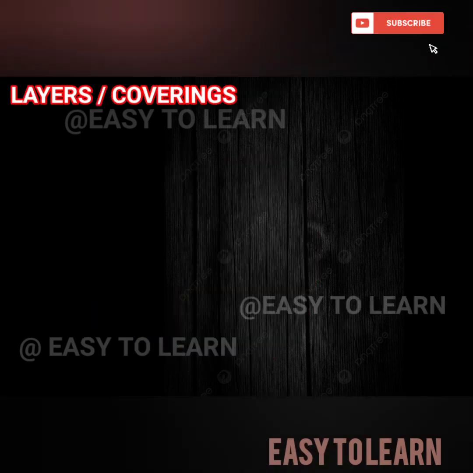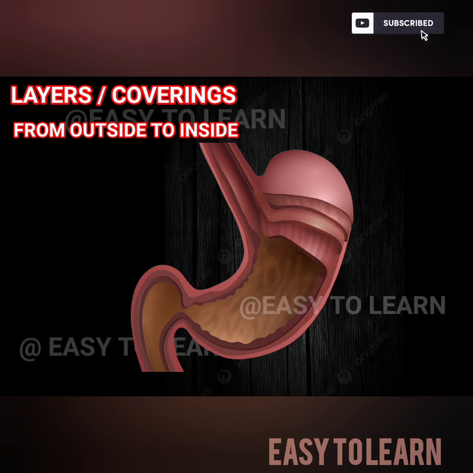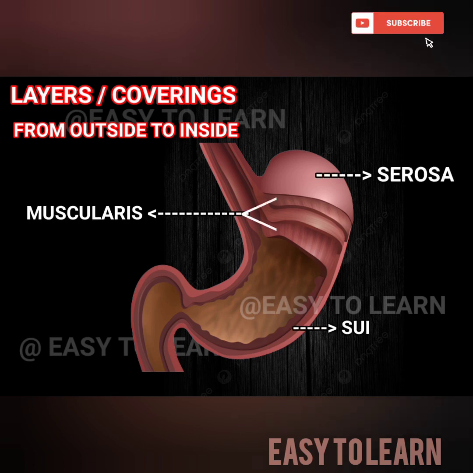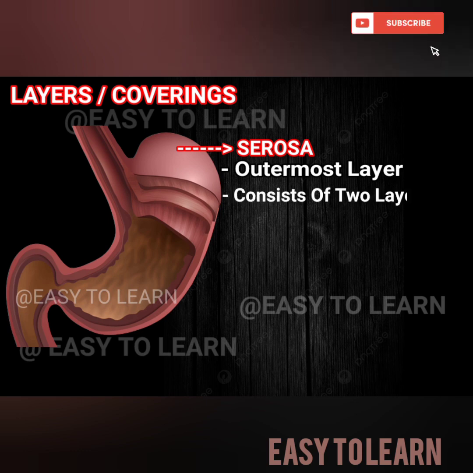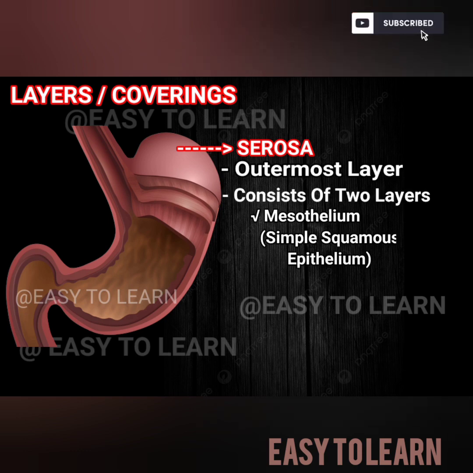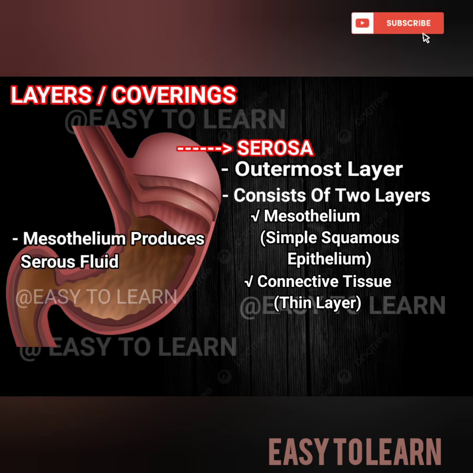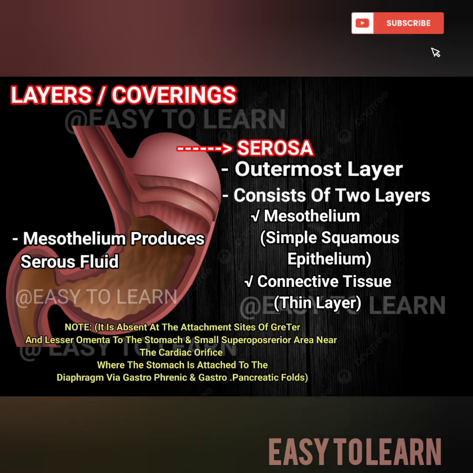Layers, coverings. From outward to inward, stomach consists of serosa, muscularis, submucosa, mucosa. Serosa is the outermost layer of stomach. It consists of two layers: mesothelium, which is simple squamous epithelium, and thin layer of connective tissue. Mesothelium produces serous fluid. It is absent at the attachment site of greater and lesser omentum to the stomach and a small area where the stomach is attached to the diaphragm via gastrophrenic and gastropancreatic folds.